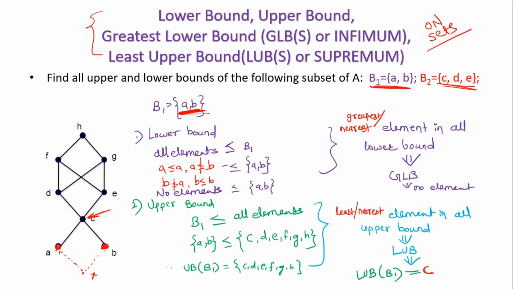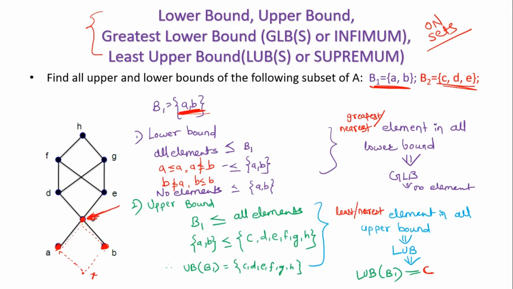Starting with A and B, if I start to travel from A in the upward direction, I can meet C. Again from B, if I try to go in the upward direction, I can meet C. Means from both A and B there exists a path going in the upward direction and meeting one particular vertex. So that will be your upper bound. This is one of the upper bounds.